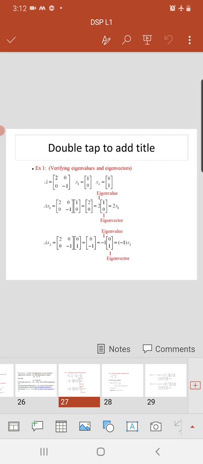Now similarly A x2, that is the multiplication of matrix A and vector x2. The output of this is [0, minus 1]. Minus 1 is taken outside, so here the eigenvalue is minus 1 and the eigenvector is [0, 1].